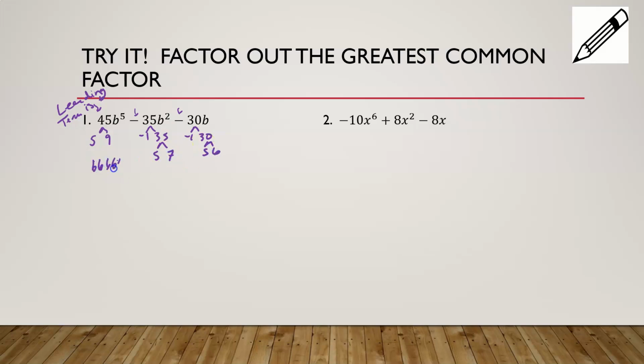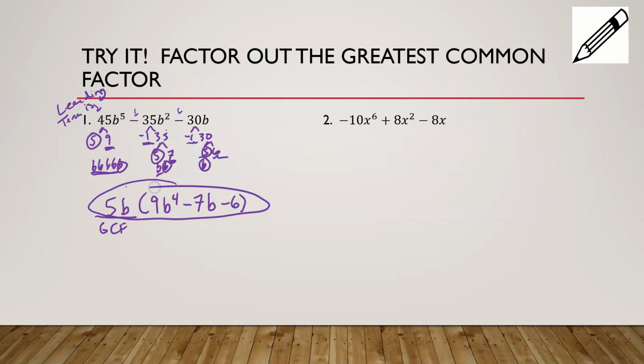This one had 5 b's, 2, and 1. So again, when I went to find my GCF, 1 b and a 5 on each one. Okay, so 5b times what's left, you should have had 9b to the 4th minus 7b, because a negative 1 times 7 is minus 7b. And then finally, a negative 1 times 6 is minus 6. So hopefully you got 5b times 9b to the fourth minus 7b minus 6. And hopefully you kind of did the distribution in your head to check it.